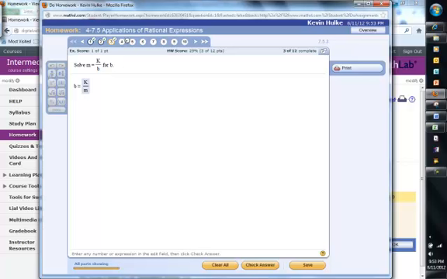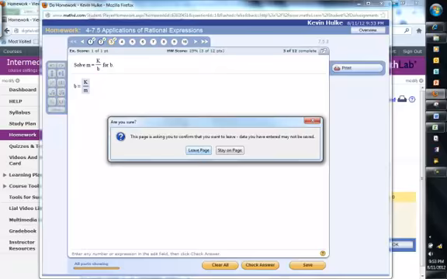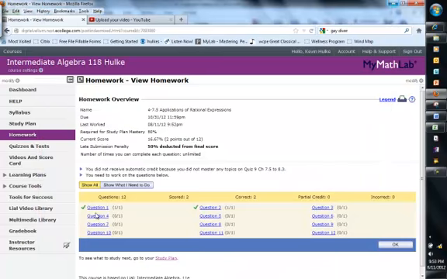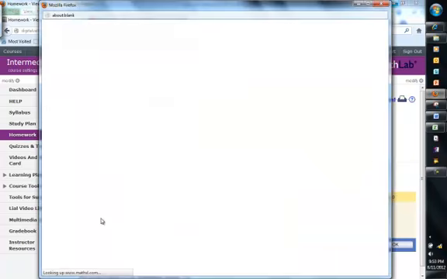Number 4. I might have to close it down and start it over again. I don't know why it does that.